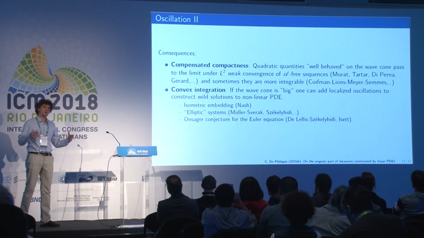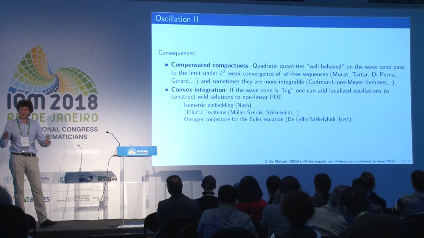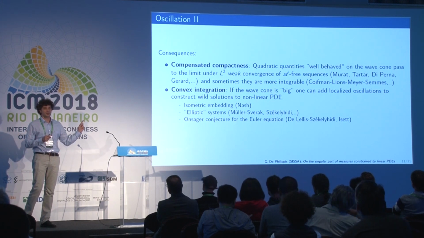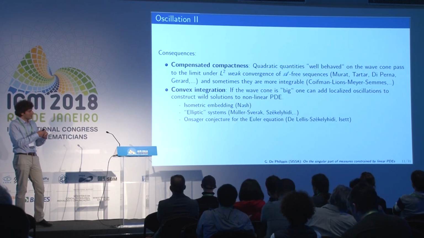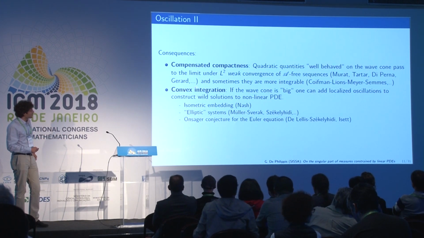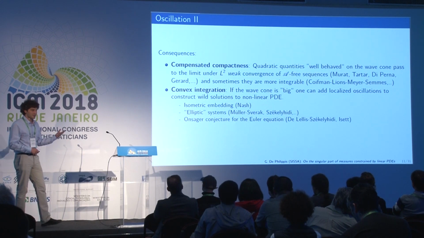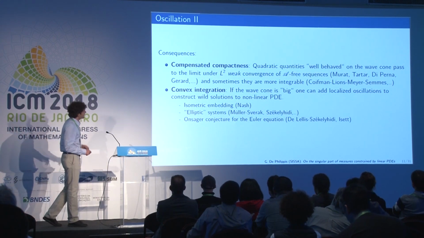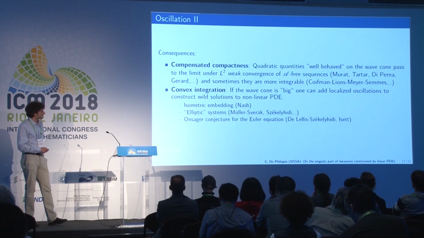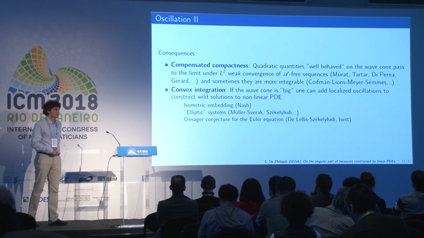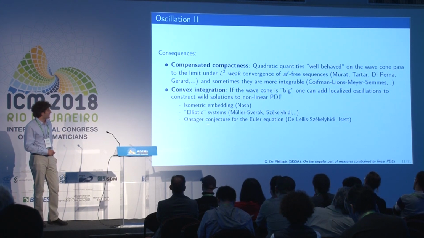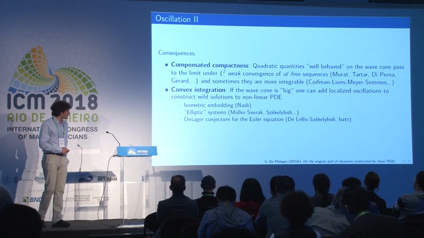And the second example is, in a sense, a negative example. If you now have a wave cone which is quite big, there are a lot of directions along which you can add oscillations. And maybe this oscillation will help you to saturate some pointwise constraint. This is somehow what is behind the theory of convex integration. I cannot enter into further details, but just to mention that probably the first instance of this was the isometric embedding of Nash. Then it has been moved to elliptic systems by Müller and Šverák and Székelyhidi.